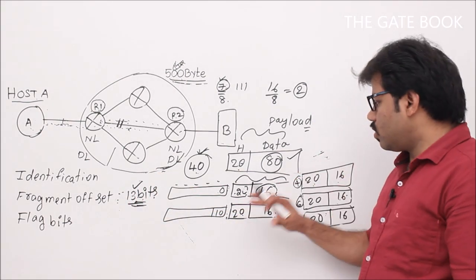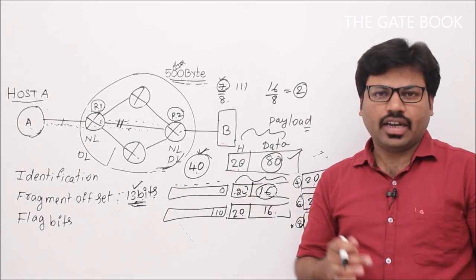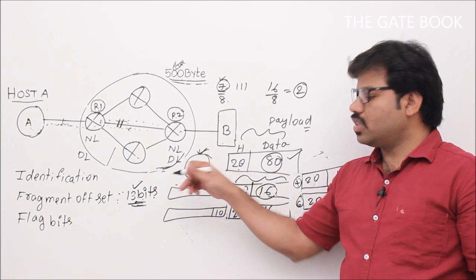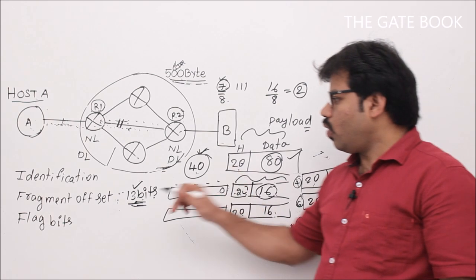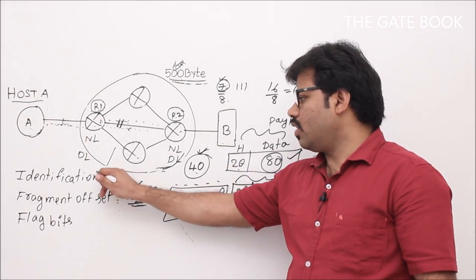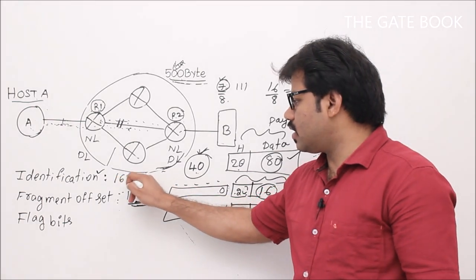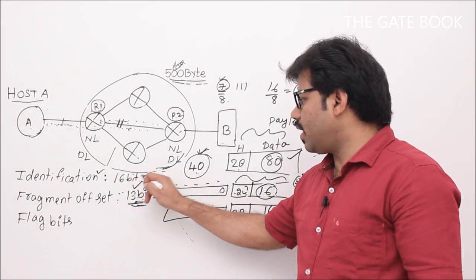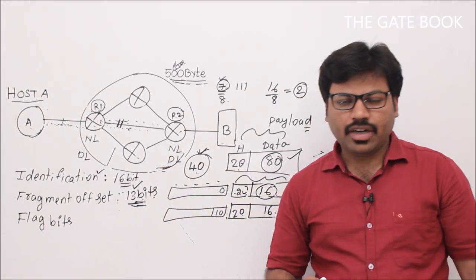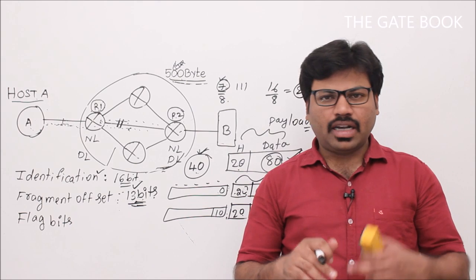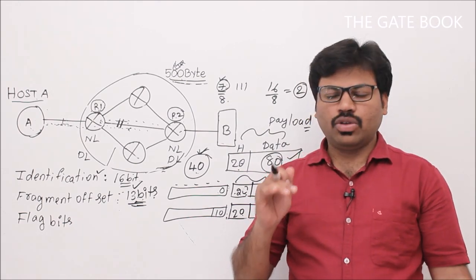Okay. Now you slowly understood how to divide the data into fragments. Now we'll see one numerical example and we'll try to fill all these values so that you can understand each and everything clearly. And before going to that, one more thing we have to see, what is the identification bits. So the identification bits are typically 16 bits, correct? So why is this 16-bit identification number required? Since you are going to divide your datagram into multiple fragments, right? So those fragments all should have some unique number.